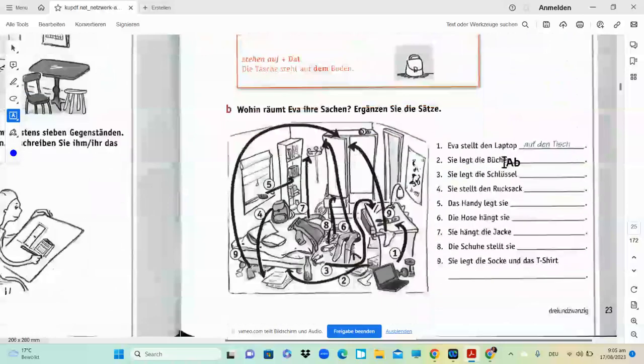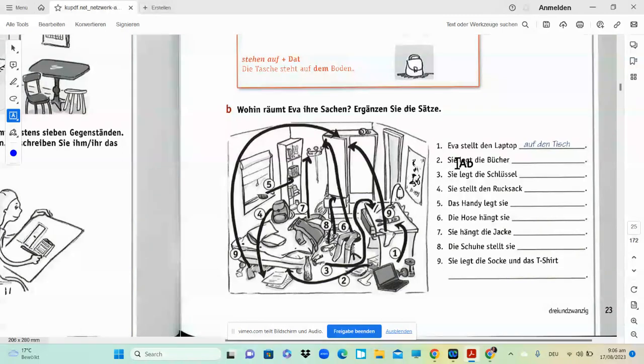Now this is another interesting activity where you are going to understand this in detail again. Okay, so wohin räumt Eva ihre Sachen? So you can see her room is messed up and she is going to clean it up by changing the places from here and there. Okay, so all we have to do is they've shown this with the help of arrows.